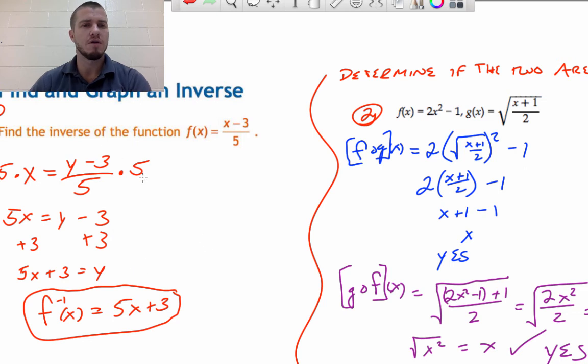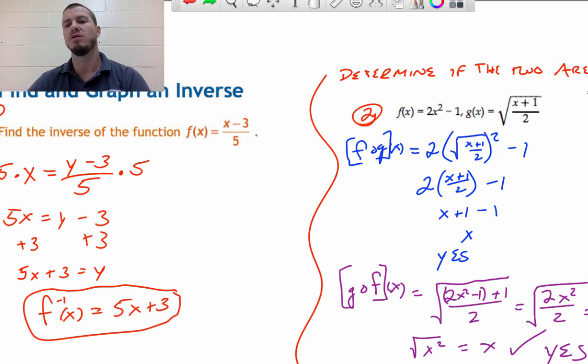For the first one, to find the inverse, I switched the x and y, so I made this x equals y minus 3 over 5. And because all of this is being divided by 5, before I can do anything with that term, there's nothing else on the outside here being added or subtracted, I got to get rid of that 5. So I multiply both sides by 5. Y minus 3 is equal to 5x. Add 3, and y is equal to 5x plus 3. So the inverse function, f inverse, is 5x plus 3.